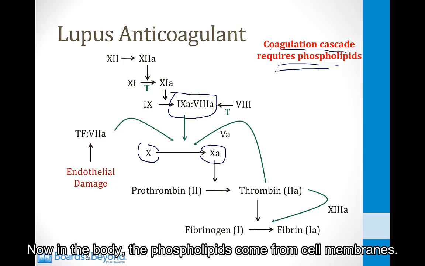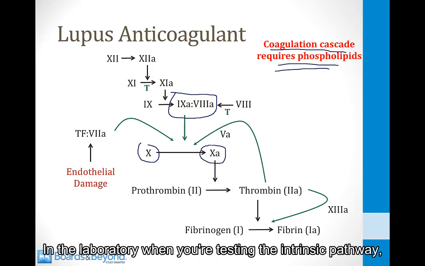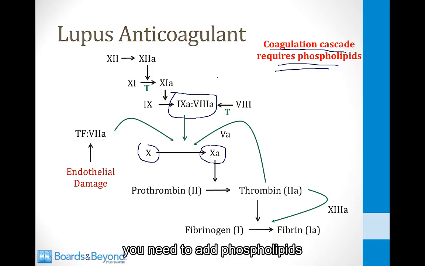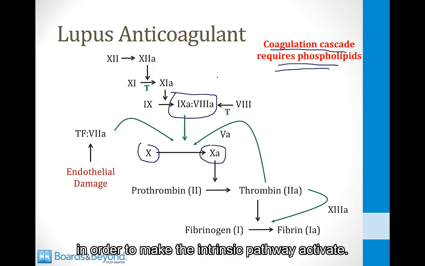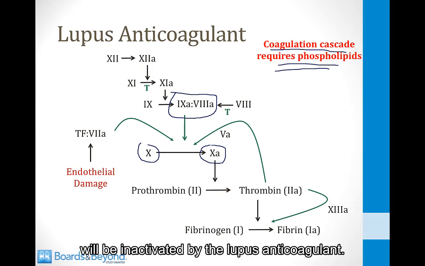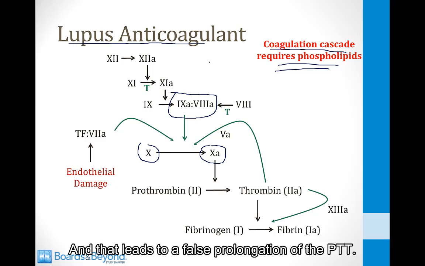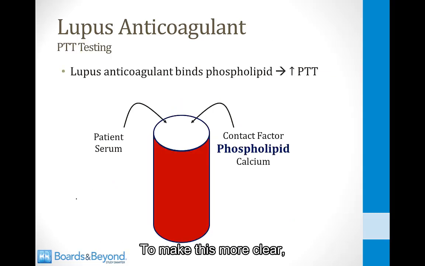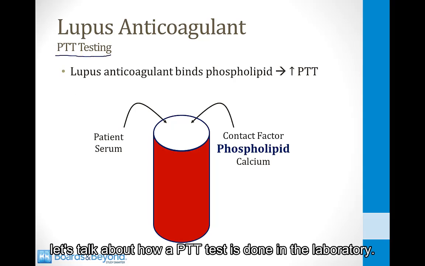Now in the body, the phospholipids come from cell membranes. In the laboratory, when you're testing the intrinsic pathway, you need to add phospholipids in order to make the intrinsic pathway activate, and those phospholipids you add in the laboratory will be inactivated by the lupus anticoagulant, and that leads to a false prolongation of the PTT. To make this more clear, let's talk about how a PTT test is done in the laboratory.